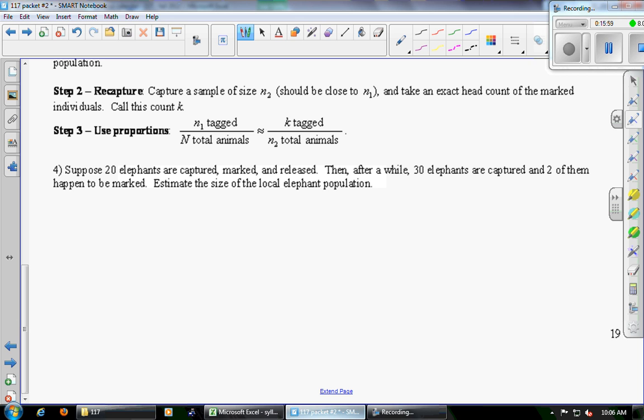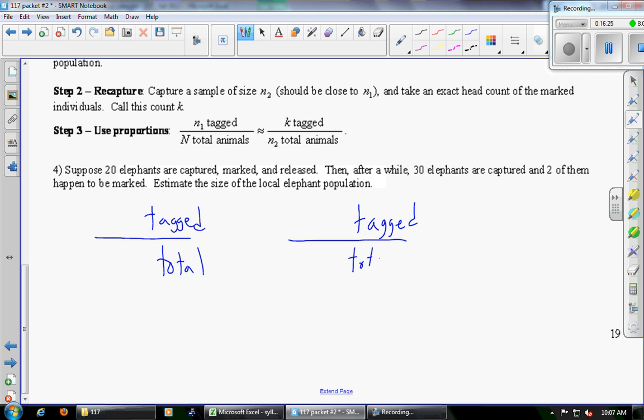So here's how it works. Suppose that, so I'm going to write down, what am I going to write down here? We're going to write down a fraction. The fraction that we're going to write down is going to have the number of tagged elephants on the top divided by the total on the bottom. And in fact, I'm going to write that fraction exactly the same over here. It'll have different numbers, but the units are going to be the same.